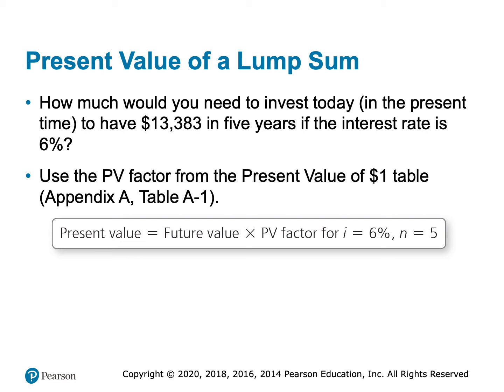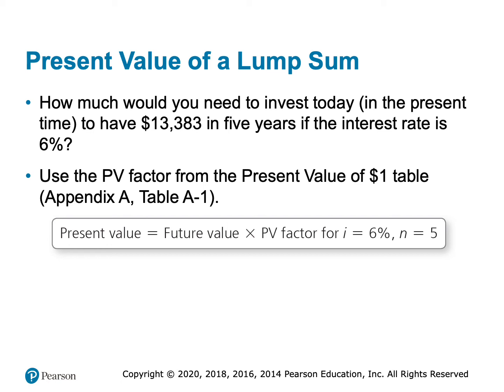We're told: how much would we have to invest today? In other words, what is the present value to have $13,383 in 5 years if the interest rate is 6%? Since this is a one-time only cash flow, we're going to look in the present value of the $1 table. You're going to find the interest rate of 6% across the top, and n equals 5 along the side. So go to those two and find that factor.